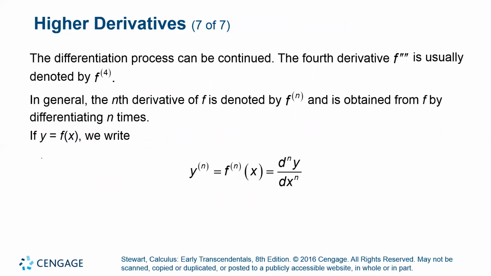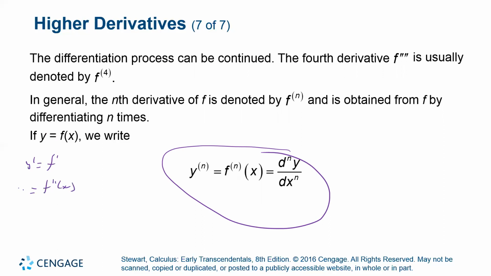So generally, if you have the fourth order, we're also going to use this notation for that. So my first order f prime, we know this is the same as y prime. My f prime prime of x is y prime prime. That's the same as d squared y over dx squared. For the third, we'll just use f prime prime prime, or y prime prime prime, which will be d cubed y over dx cubed.